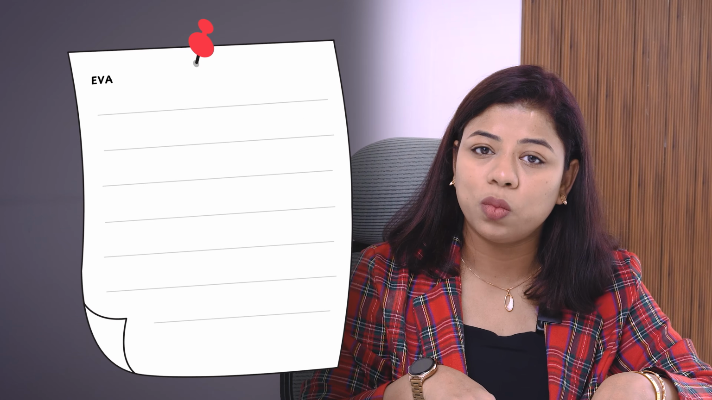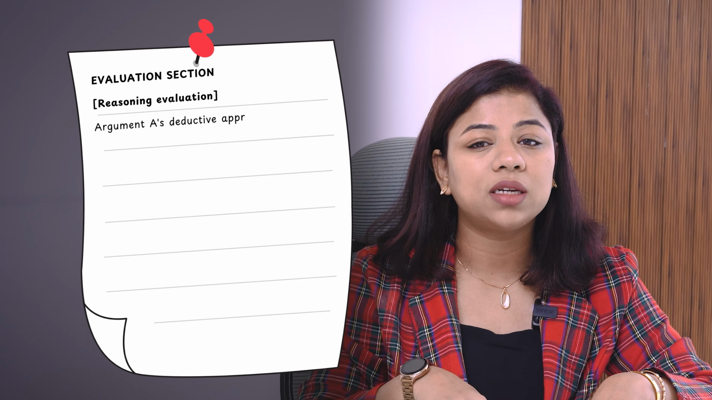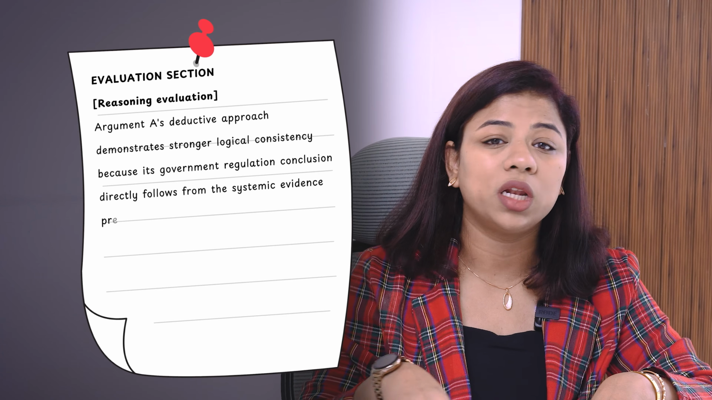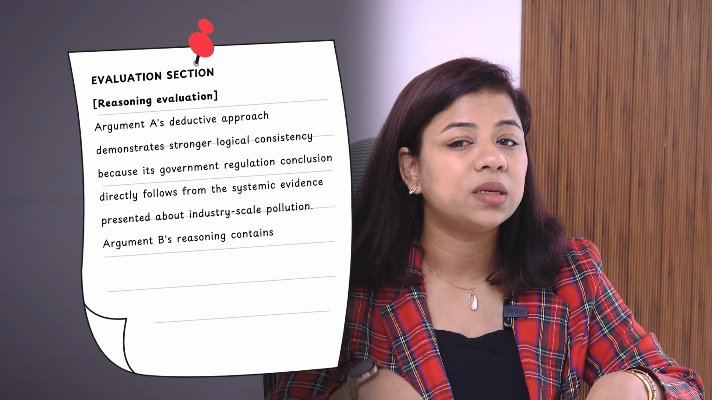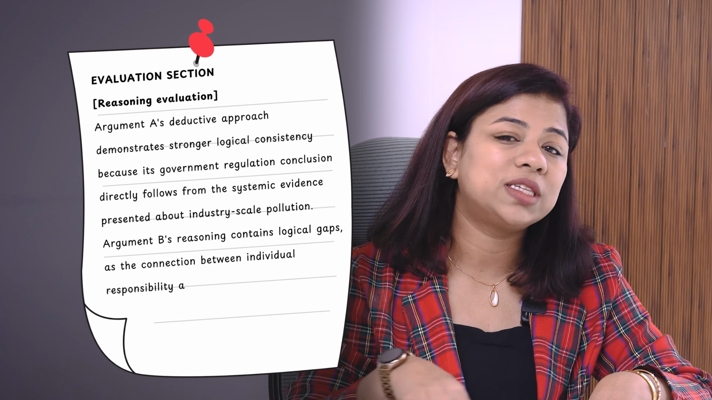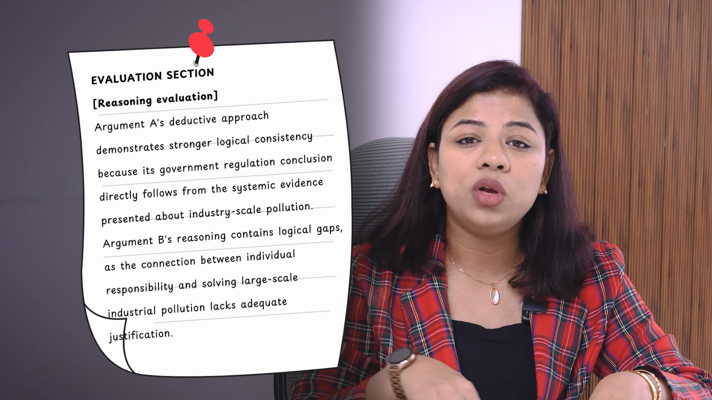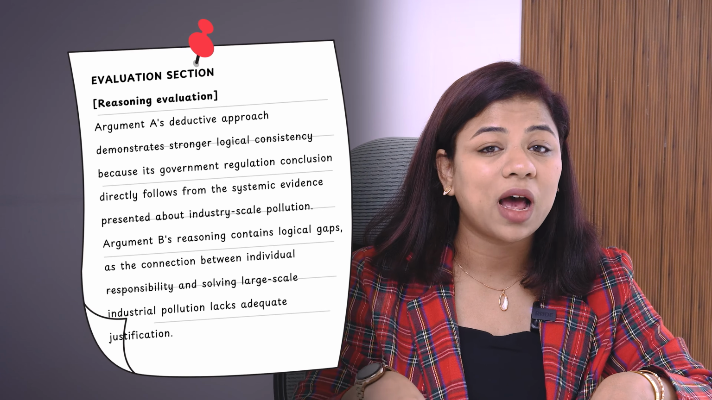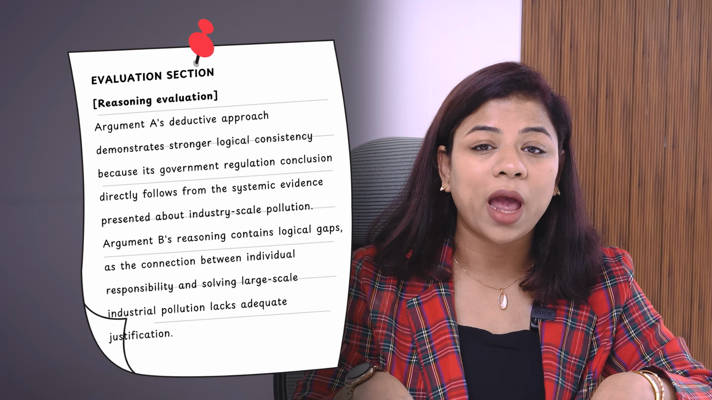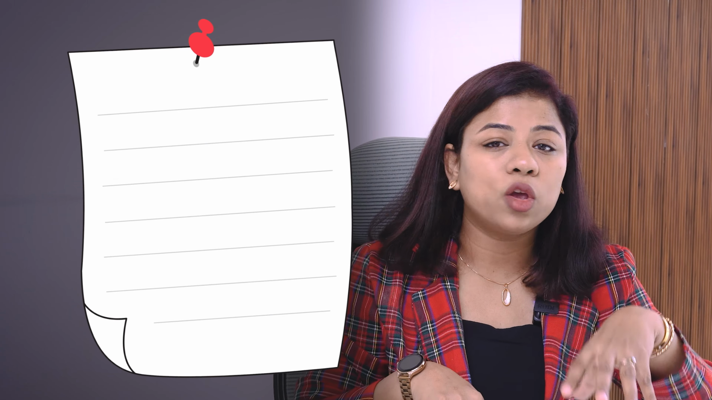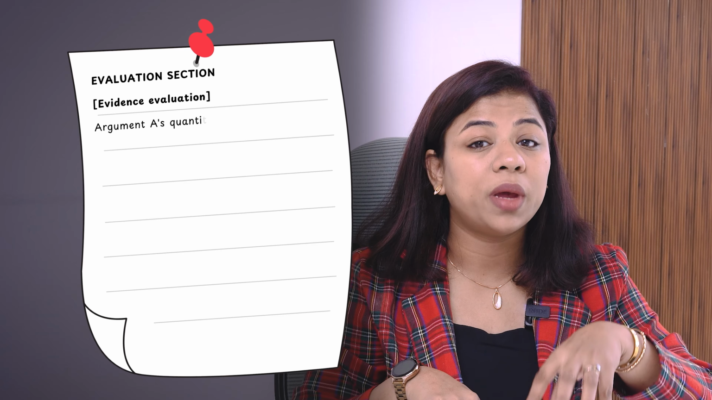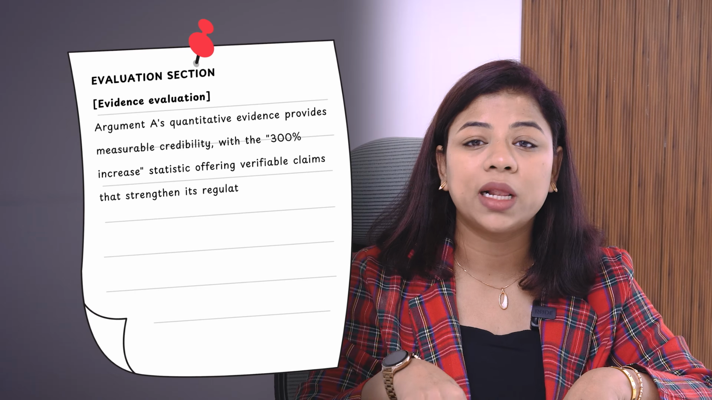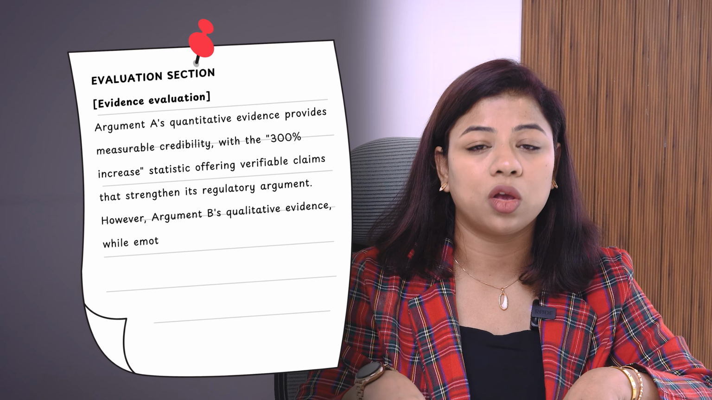The evaluation section, what Sophia wrote was, argument A's deductive approach demonstrates stronger logical consistency because its government regulation conclusion directly follows from the systemic evidence presented about industry-scale pollution. Argument B's reasoning contains logical gaps, as the connection between individual responsibility and solving large-scale industrial pollution lacks adequate justification. Argument A's quantitative evidence provides measurable credibility with the 300% increase, a statistic offering verifiable claims that strengthen its regulatory arguments.